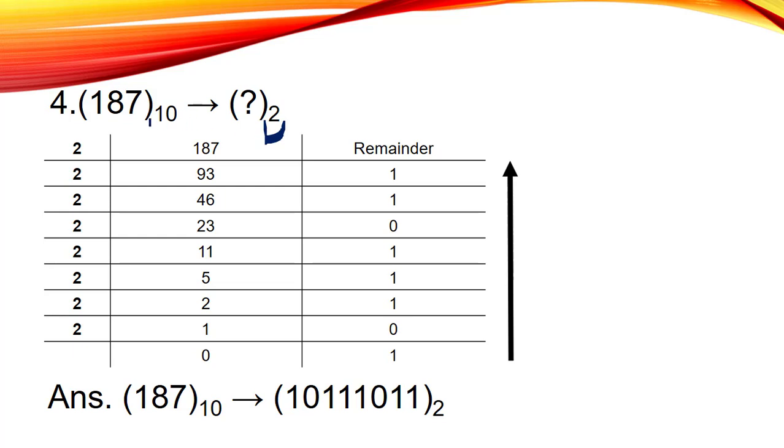Our first question is 187 with a base of 10, and we have to convert it to the base of 2. So first of all, we have to divide this 187 by 2. So when you divide 187 by 2, you will get the result as 93, and a remainder of 1 will be generated.